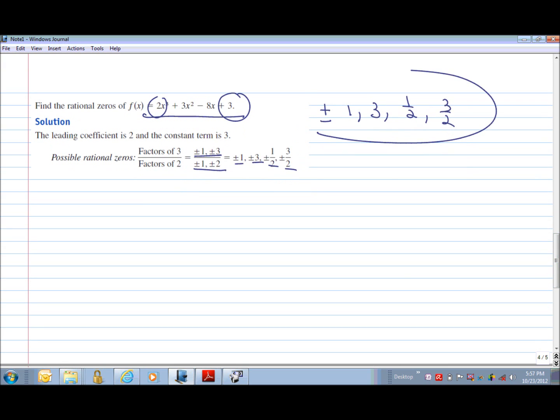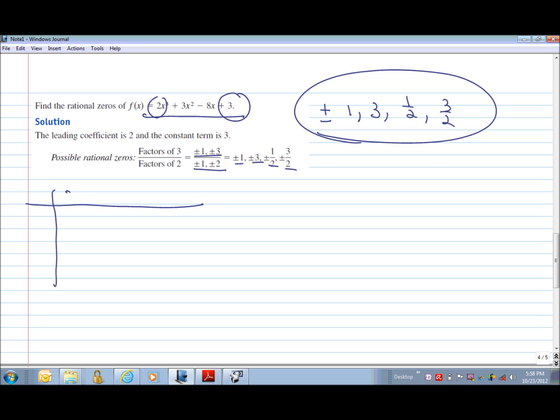So these are our possible rational zeros. Again, what that means is, when we start synthetically dividing, if there is a rational zero, it's going to be one of these numbers. It would never be 5 or 10 or something that's not on the list. This would be the only list of numbers that it could possibly be. All right, so let's set up our synthetic division like we did a while ago.